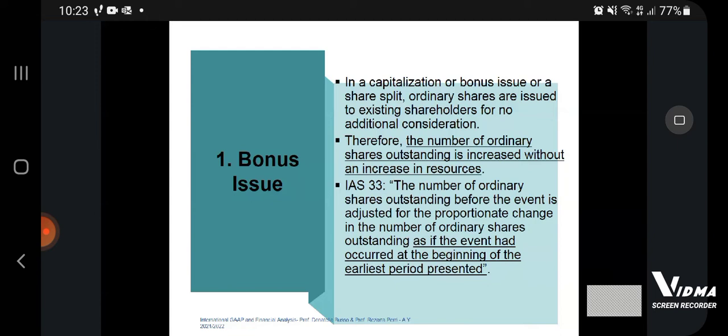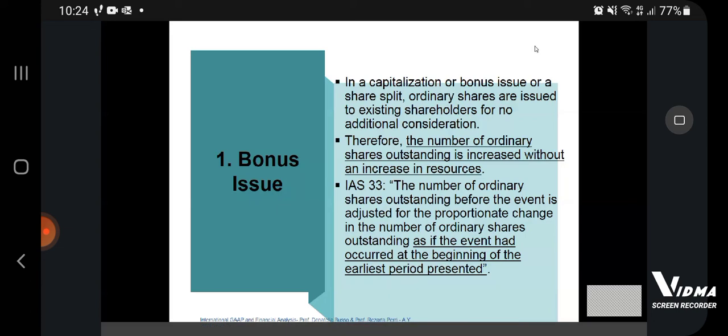Now the problem is that this is simple to understand and comprehend, but IAS 33 has a paragraph that requires for this event to be treated in a retrospective manner. If you know what the retrospective manner means, that if you issue some shares at a certain moment in the current period, you will assume like this has happened at the earliest period that you are reporting from. So the number of ordinary shares before the event is adjusted for the change as if the event had occurred at the beginning of the earliest period presented.